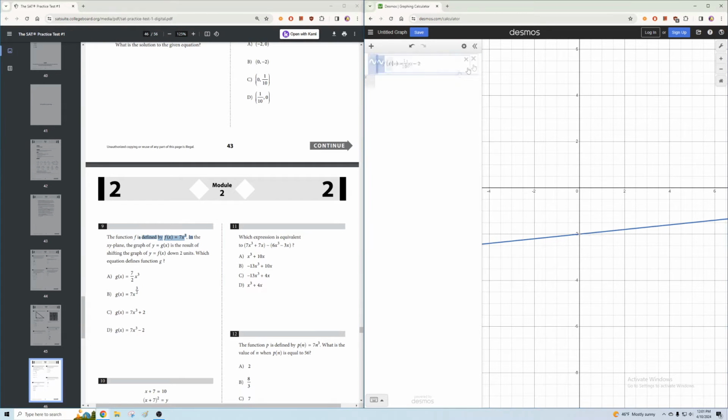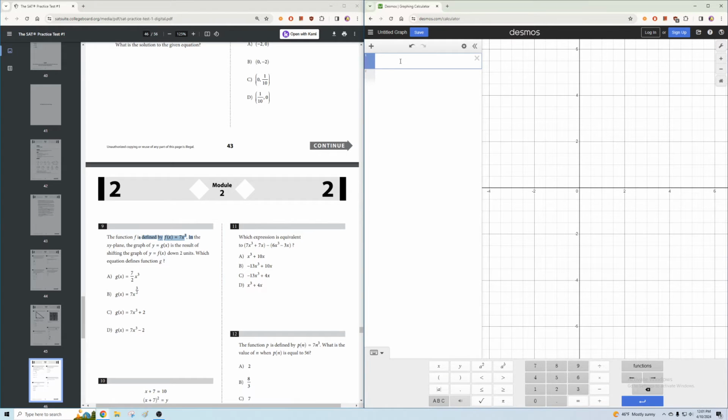Oh yeah. So this is a good example of a function transformation, not necessarily a parent function. I can go ahead and graph this: f of x is equal to 7x cubed. And I can just read: in the xy plane, the graph of g of x is the result of shifting the graph 2 units down.